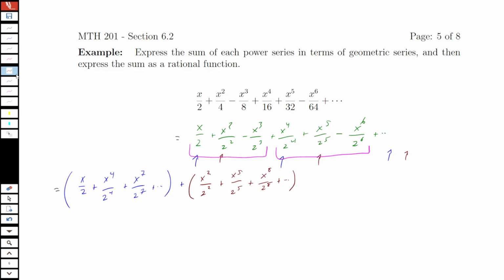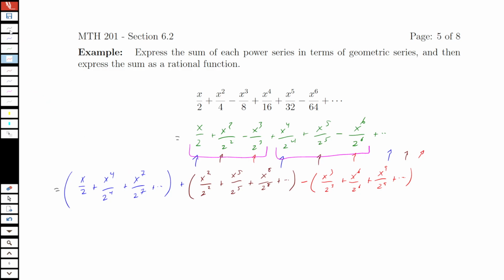Okay. And then finally, let's look at the third terms. The third terms are all negative, so I'll just write minus and then just write them as positives. So I have an x cubed over 2 to the third, and x to the 6th over 2 to the 6th. The next one here, after 7, 8, would be an x to the 9th over 2 to the 9th. Okay. And so what I'm going to do is I'm going to write each one of these as its own separate geometric series.